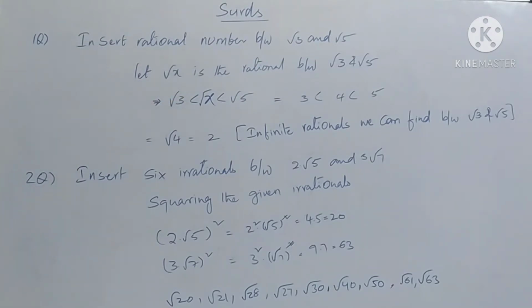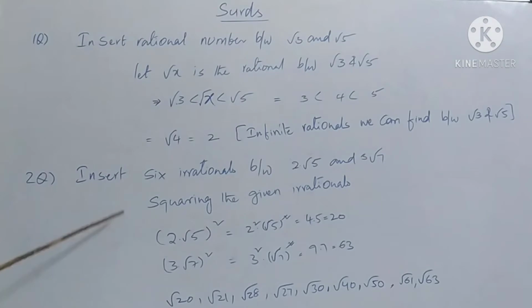So 4 is a value in between 3 and 5. The square root of 4 is equal to 2. There are infinite rational numbers we can find between root 3 and root 5. For example, 3.24 is one of the rational numbers in between 3 and 5.